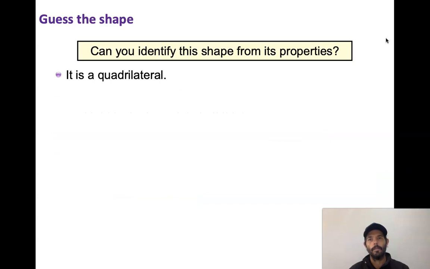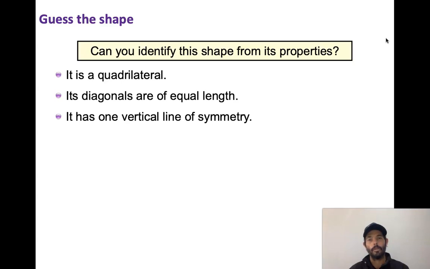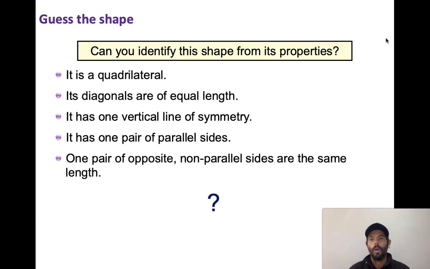Okay, second one: quadrilateral, four-sided shape. Diagonals are equal. One line of symmetry, which is vertical, and again, dependent on how the shape is drawn, or what plane the shape is drawn in. One pair of parallel sides, so immediately it rules out your rectangle, rhombus, parallelogram, and square. One pair of opposite non-parallel sides of the same length, okay?